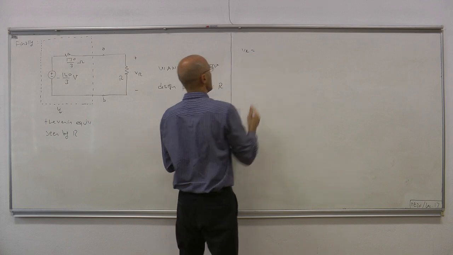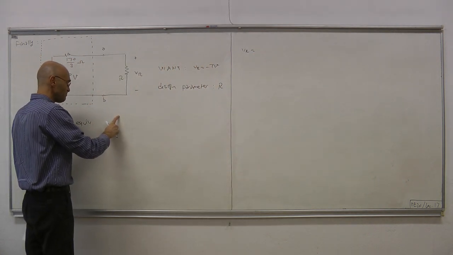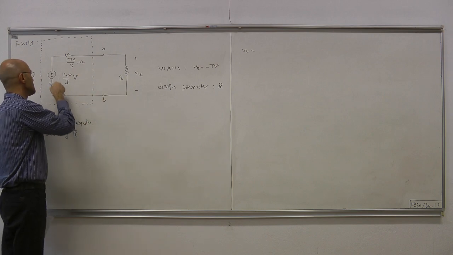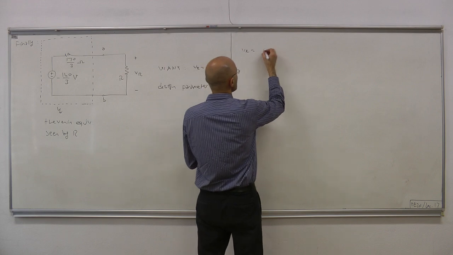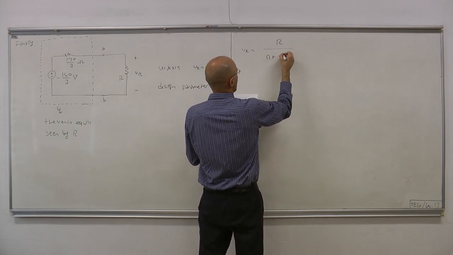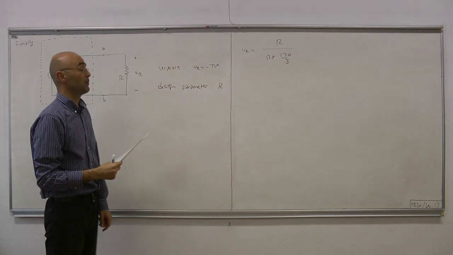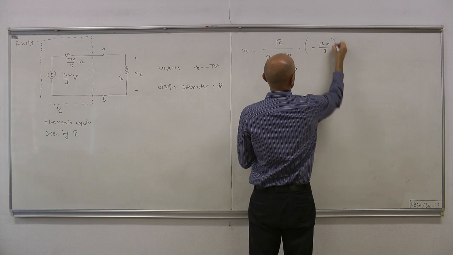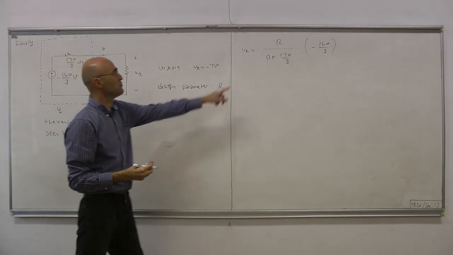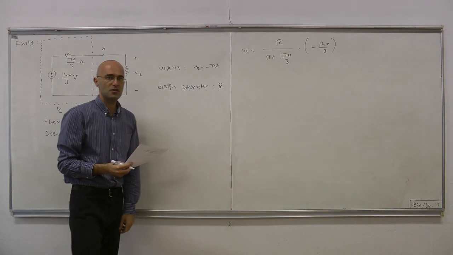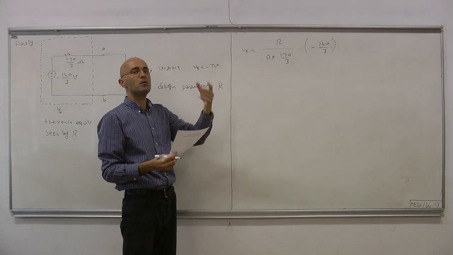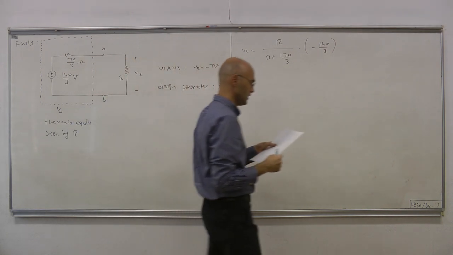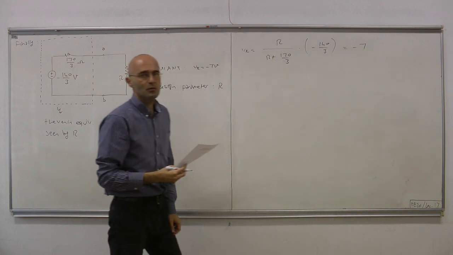which says that VR, the voltage of this resistor, equals this resistance divided by the overall resistance seen by the voltage source, which is this plus that, times the voltage provided by the voltage source. So VR equals R over R plus 170 over 3, where the denominator is the resistance seen by the voltage source, times the voltage of the source, which is minus 140 over 3. Now this is VR. It's clearly a function of the resistance R. So you play with R, and VR changes. What we want is to choose an R such that this voltage equals minus 7 volts. That's our design goal, and this equation will tell you how to choose R.